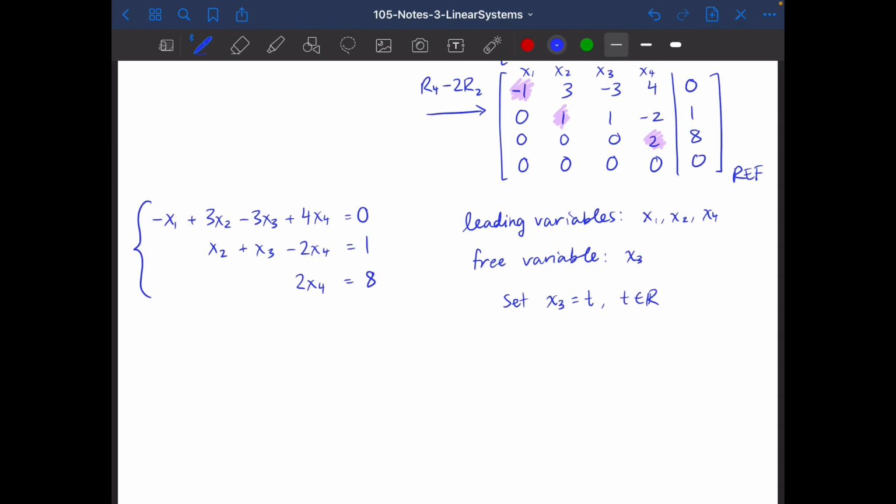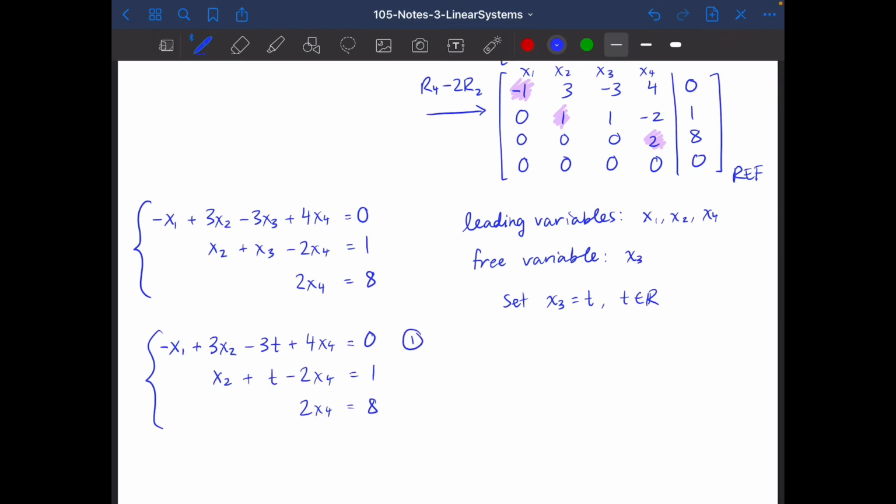Next, we will replace all instances of x3 by t. So we have a new system of linear equations where x3 is replaced by t. So minus x1 plus 3x2 minus 3t plus 4x4 equals 0. We replaced x3 by t. We'll do the same in the next equation: x2 plus t minus 2x4 equals 1, and 2x4 equals 8. This is our new system of linear equations. And this system we will now solve using back substitution.